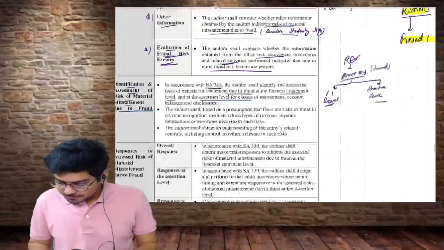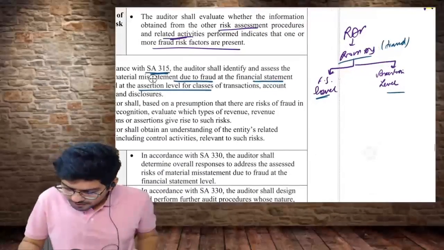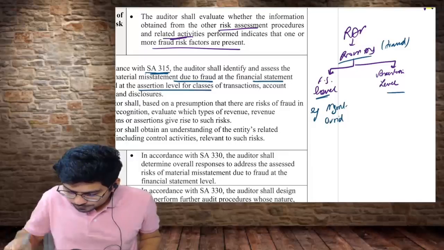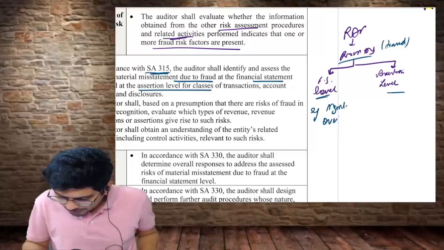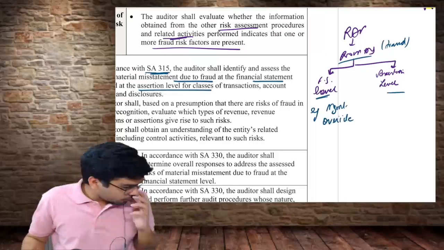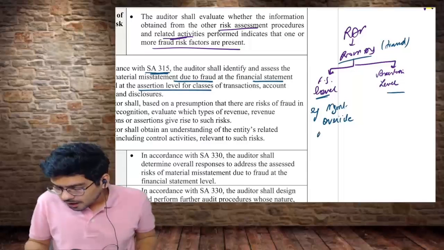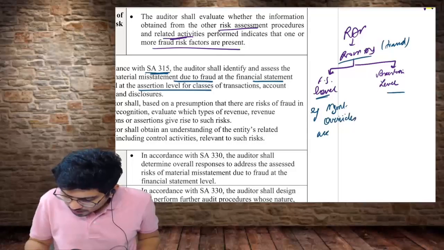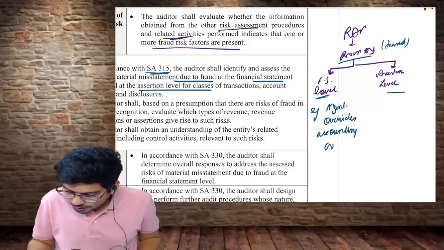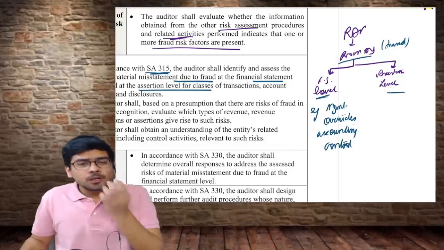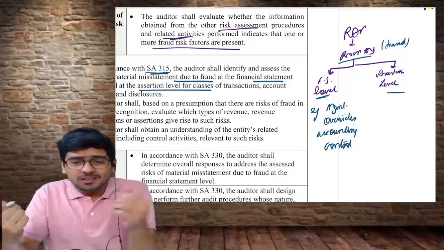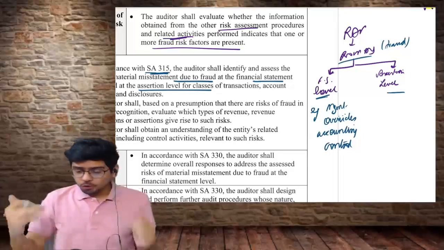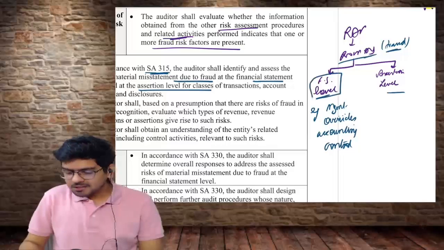Now let's say, for example, management overrides the control. A lot of controls have been overridden by management. If I say management overrides the accounting controls, now when management has overridden all the accounting controls, this might impact many assertions. So this is going to be ROMMS due to fraud at the financial statement level.